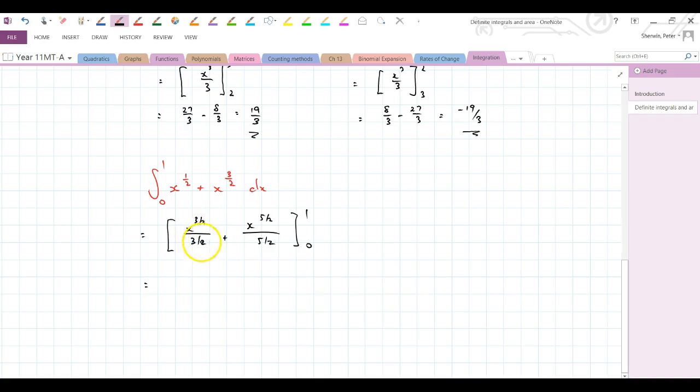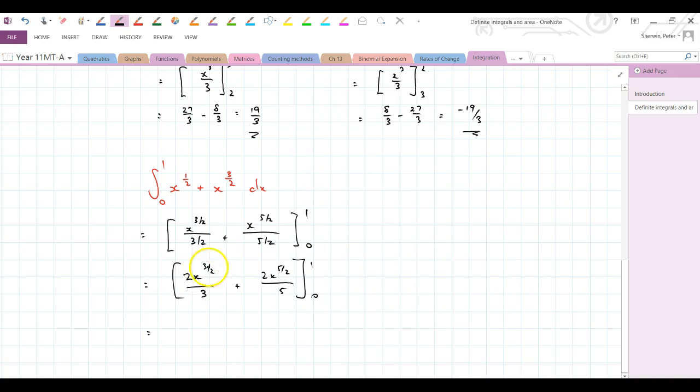I'd like us to get into the habit here. This is a fraction 3 over 2. So multiply top and bottom by 2 to get 2x to the 3 over 2 over 3 plus 2x to the 5 over 2 over 5. Right, that's between 1 and 0.